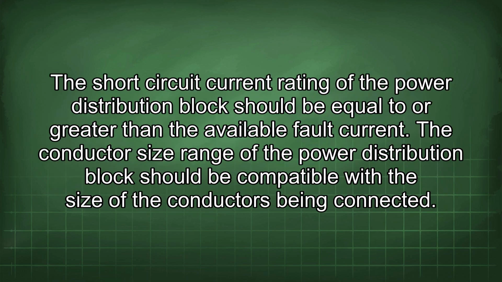The short circuit current rating of the power distribution block should be equal to or greater than the available fault current. The conductor size range of the power distribution block should be compatible with the size of the conductors being connected.